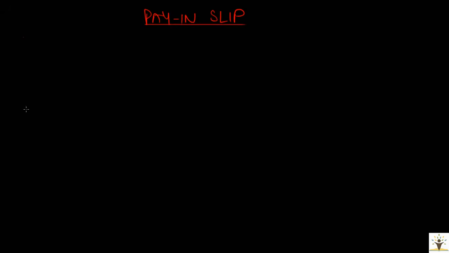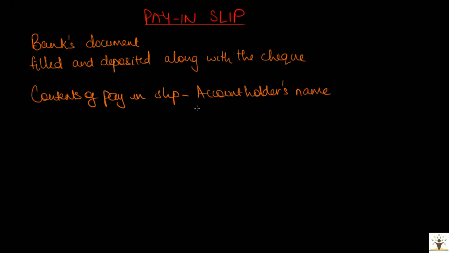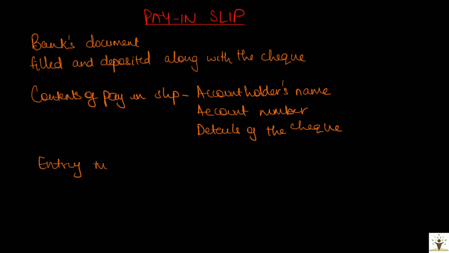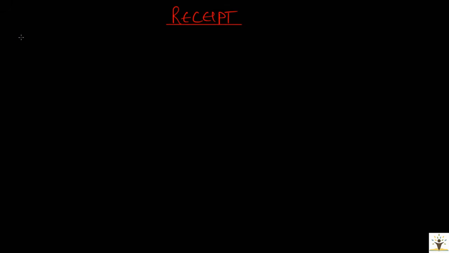The cheque received by the payee shall be submitted to the payee's bank so as to receive the funds in the bank account. At the time of submission or deposit of the cheque, the depositor is required to fill in the pay-in slip mentioning the details of the account holder like the account name, account number, and the details of cheque being deposited. The second copy of the pay-in slip is retained by the payee or the depositor. This is used as a source document to make entries for receipt of cheque on the debit side of the cash book.